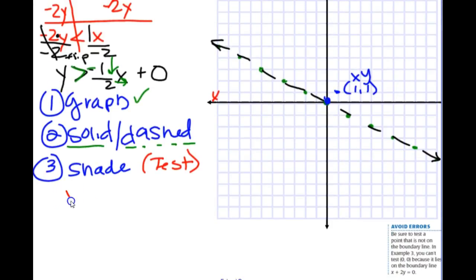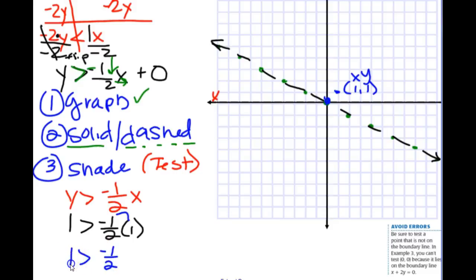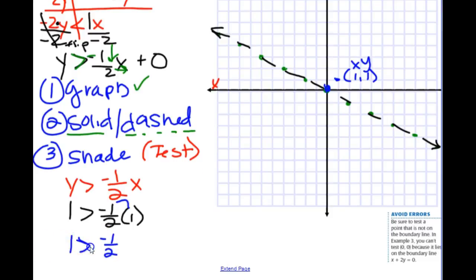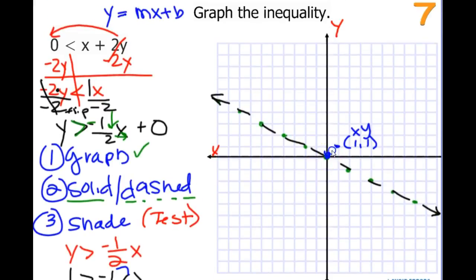So my equation right there, I'm just going to rewrite it. Y is greater than -1 over 2x. So y is 1 and x is 1. So multiplying -1/2 times 1 is still -1/2. So is 1 greater than -1/2? Well, yes it is. It's true. So we have to shade towards the point. Shading towards 1, 1, which is really above the line. So shade everything in this direction of the line.